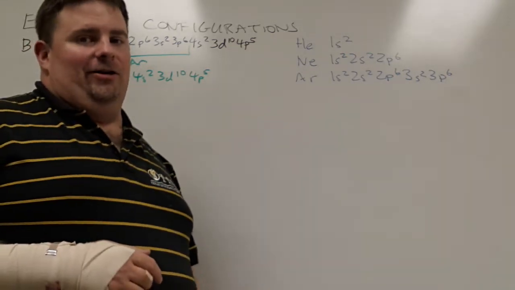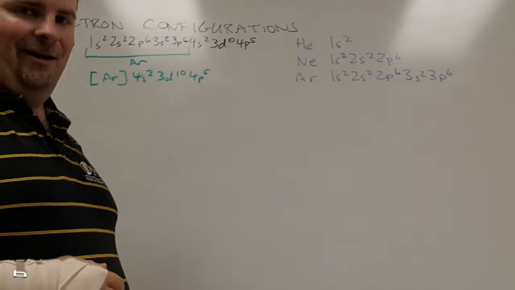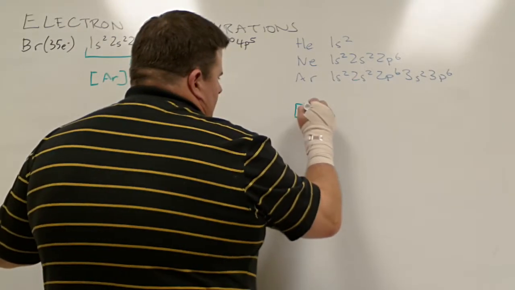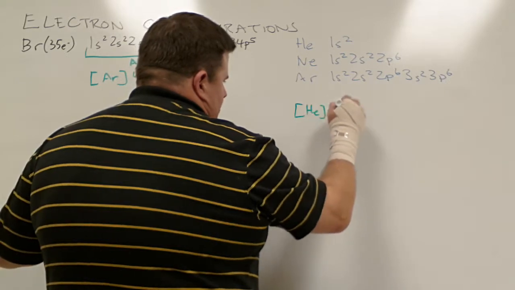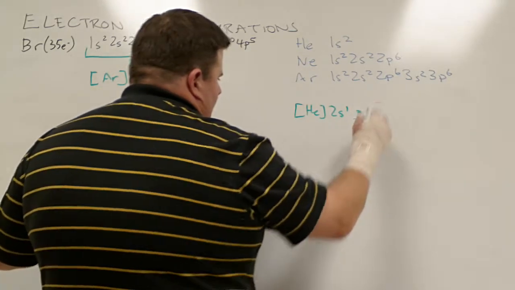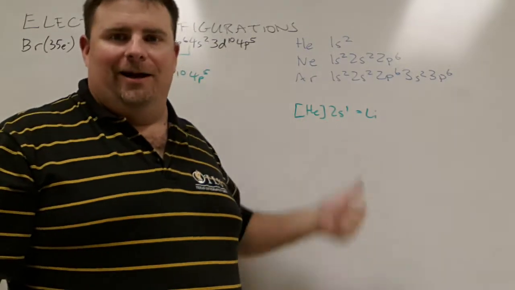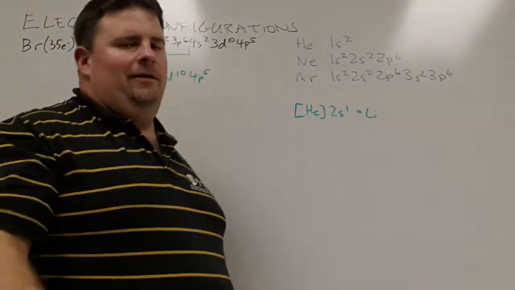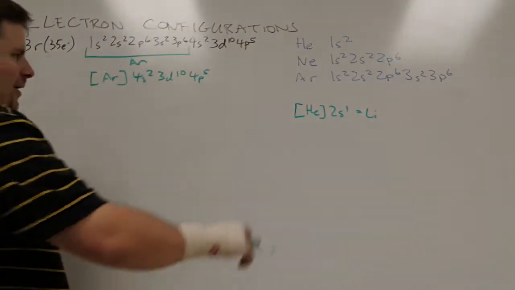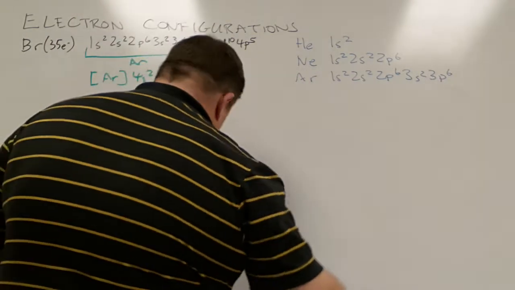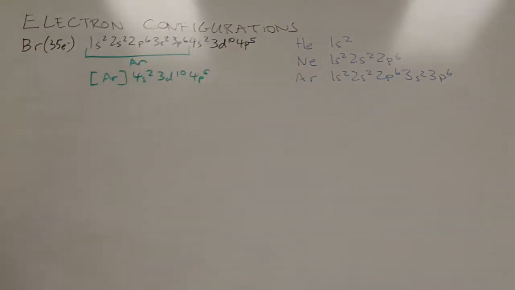Because if you don't do that, I'm going to call you lazy. I don't want to see helium 2s1. That's lithium. Technically, yes, that's lithium, but for God's sake, you couldn't write 1s2 there. You had to write the helium core of the shortcut. It's got to be argon. It's got to be above argon in order for you to use that shortcut in my class. So that's bromine.